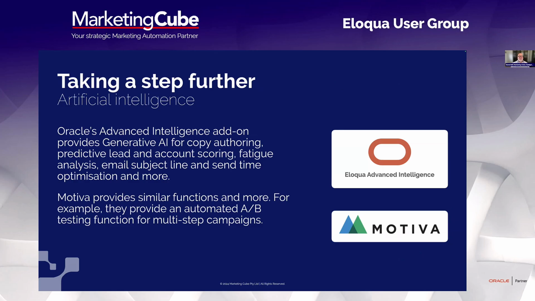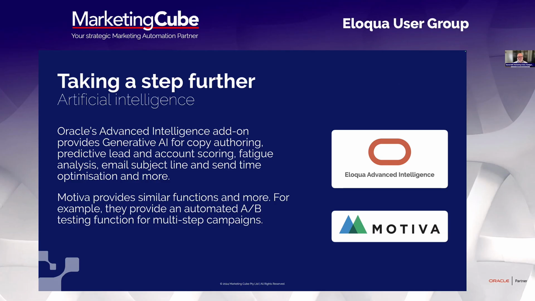A couple from an artificial intelligence point of view that people are kind of playing with and wanting to have a little bit of experimentation with. These are two. You hopefully have heard of the Eloqua Advanced Intelligence option. What that does, recent enhancements to that now include generative AI for copy authoring. You can do predictive lead and account scoring, fatigue analysis, and more that you can do with that one.